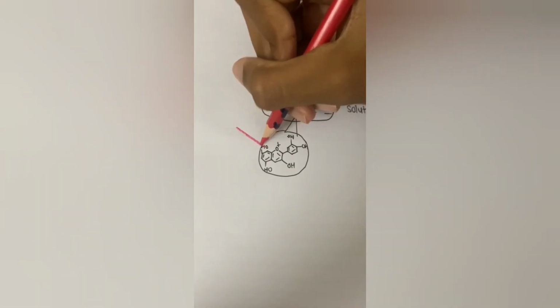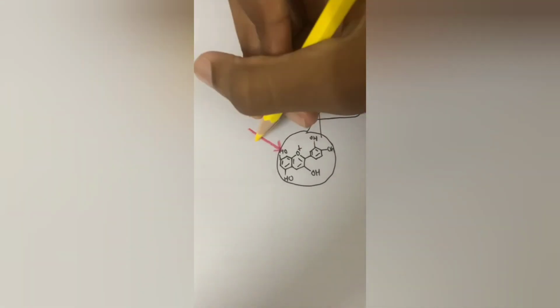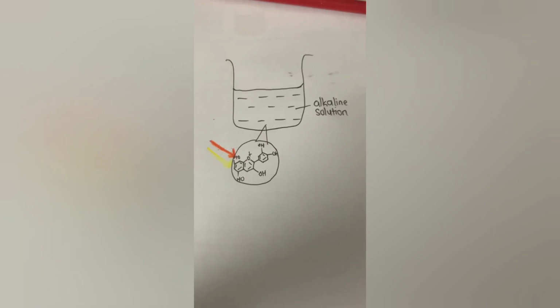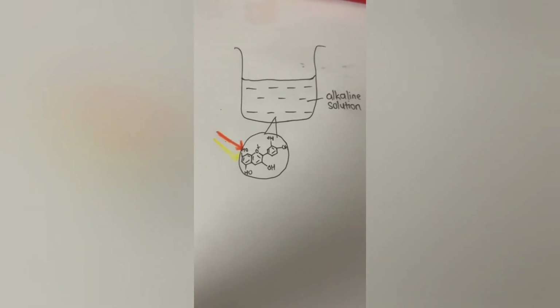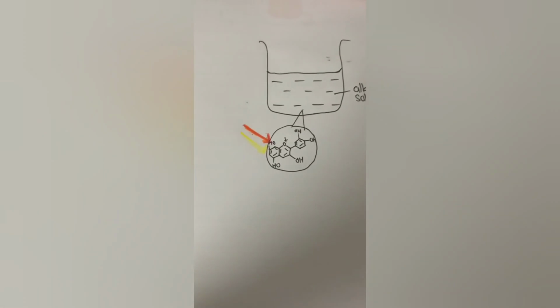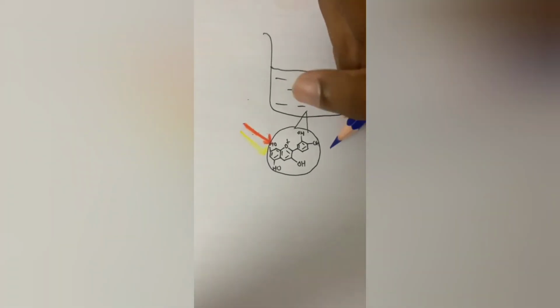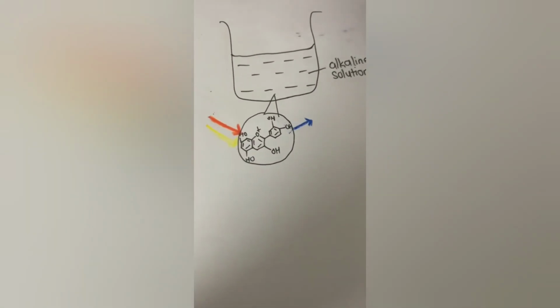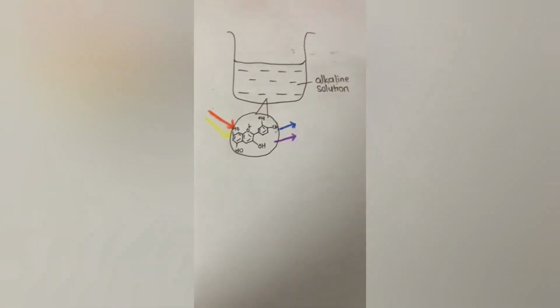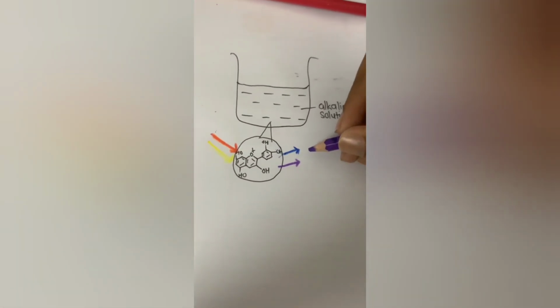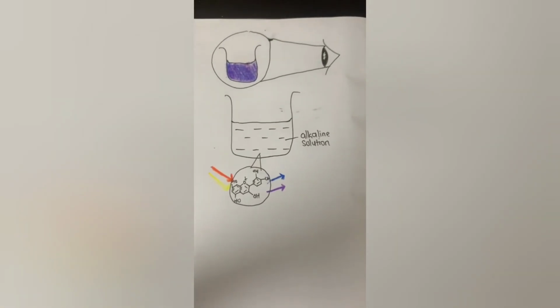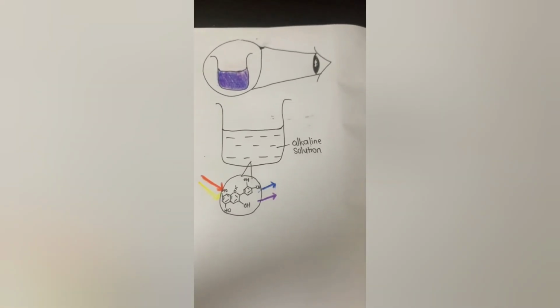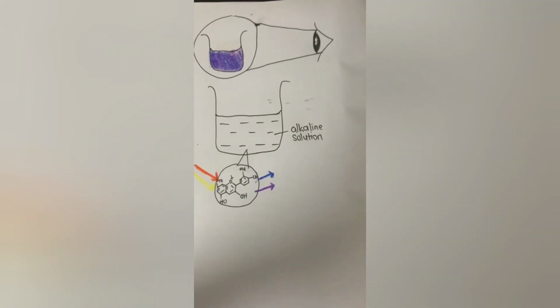So yellow and orange light will be absorbed, and its complementary colors, which would be blue and purple, will be released, which is what we see in our naked eye. Since purple and blue light are reflected, hence our naked eye will see the solution as purple or blue.